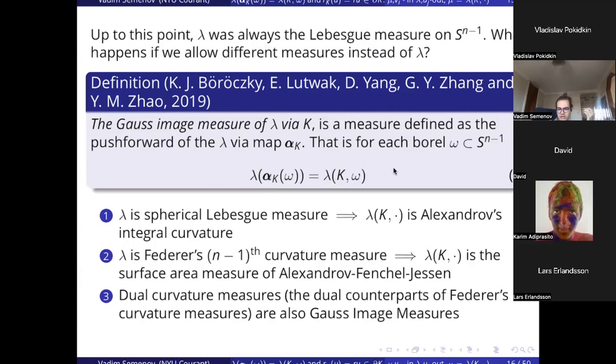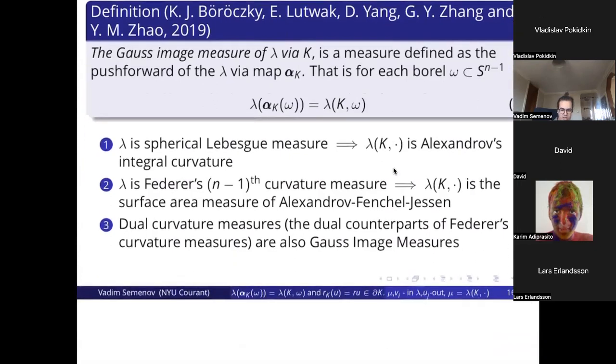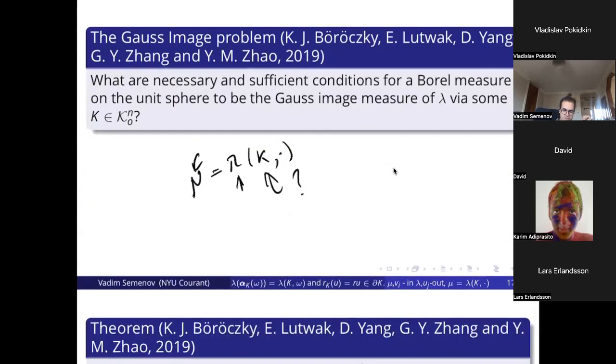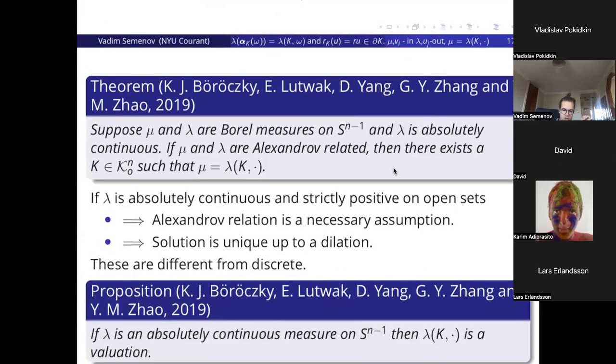So now, as you can expect, we have an existence question and also a uniqueness question. What are the necessary and sufficient conditions for a Borel measure mu on the unit sphere to be the Gauss image measure of lambda via some k? Now, this one is up to our choosing. This one we also choose, and we need to find this k.